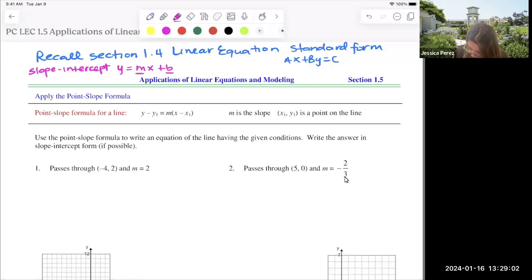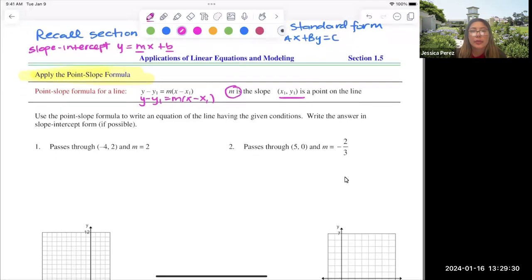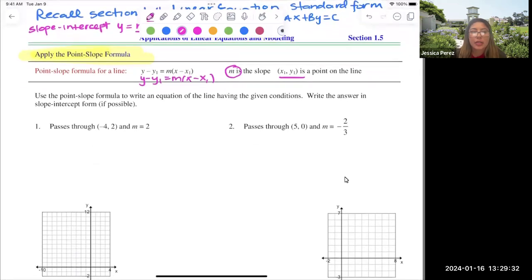To begin with, we want to start by defining a new form and a new type of formula that will also represent a line. And that is called the point slope formula. That is y minus y1 equals m times x minus x1, where your slope is given and a point on the line is given. So we're going to write that equation of a line.